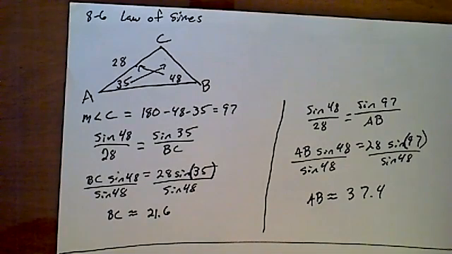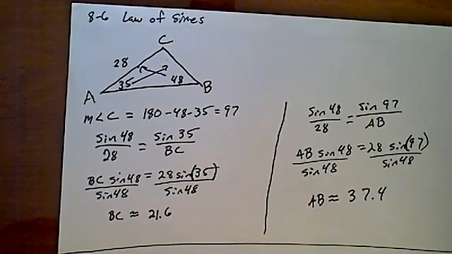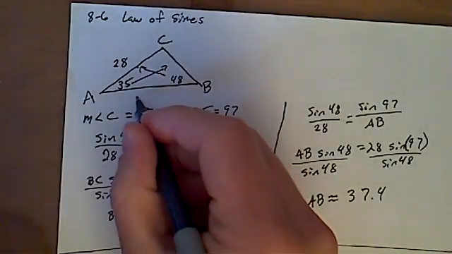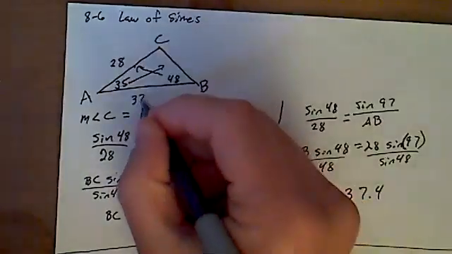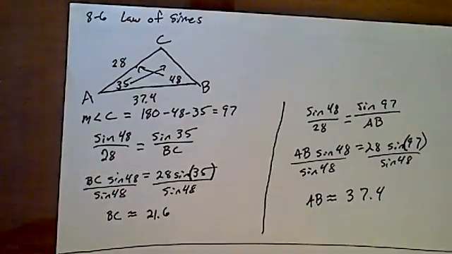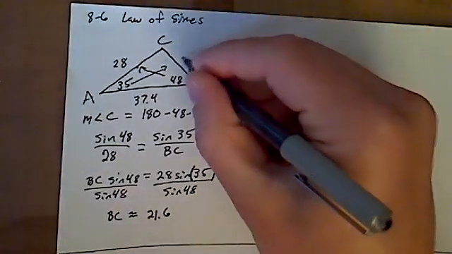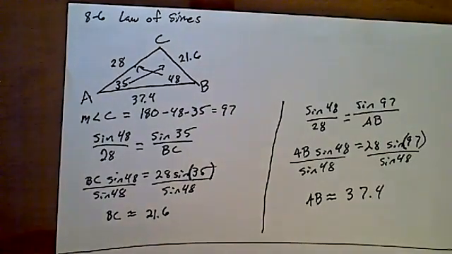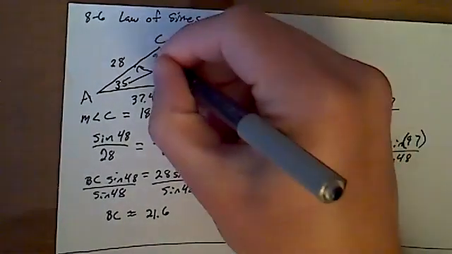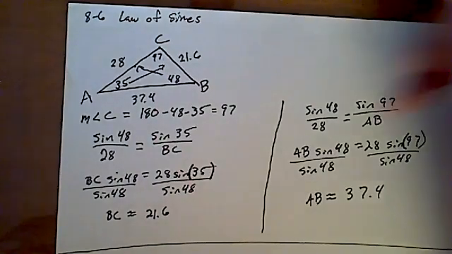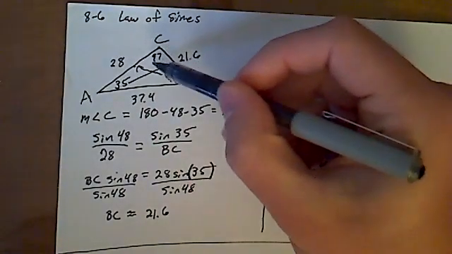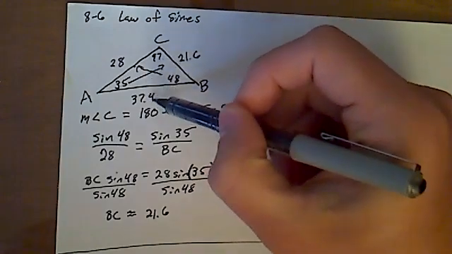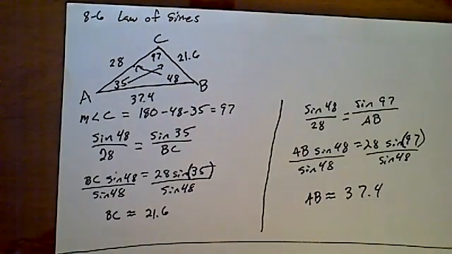The only thing that I would suggest that you maybe do is just go back and make sure that your answers do make sense. So does it make sense that AB is 37.4? And does it make sense that BC is 21.6? Well, we know that in a triangle, the longest side has to be across from the biggest angle. Our biggest angle is 97 degrees. 37.4 is the longest side.